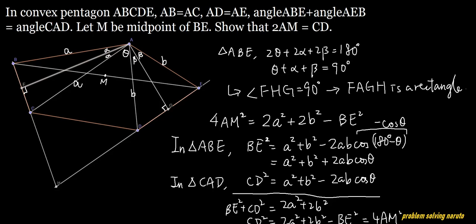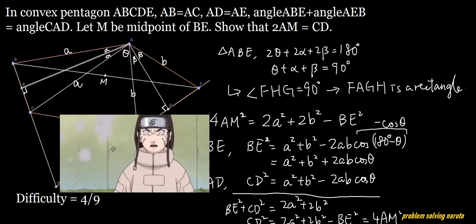Okay, so finally, let's give this a difficulty score. I would say this is like a difficult AMC exam question. So I would say this is 4 out of 9, and the character would be Neji. Oh, no space.